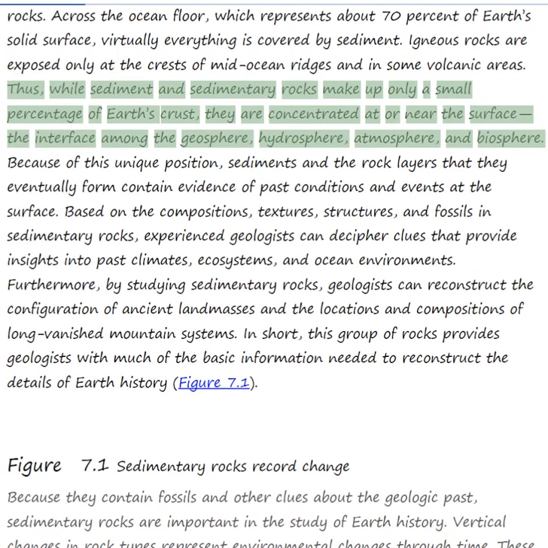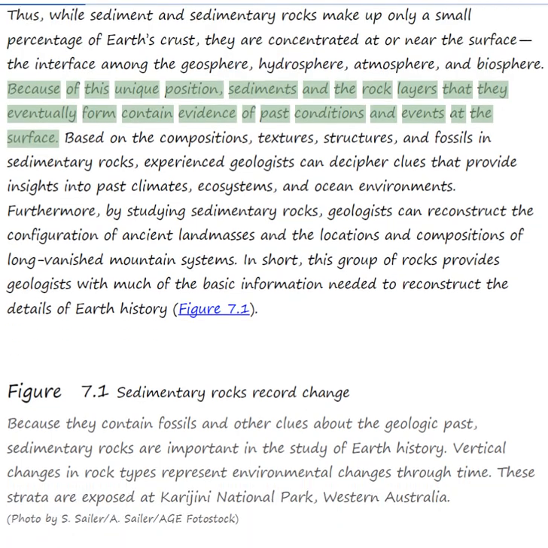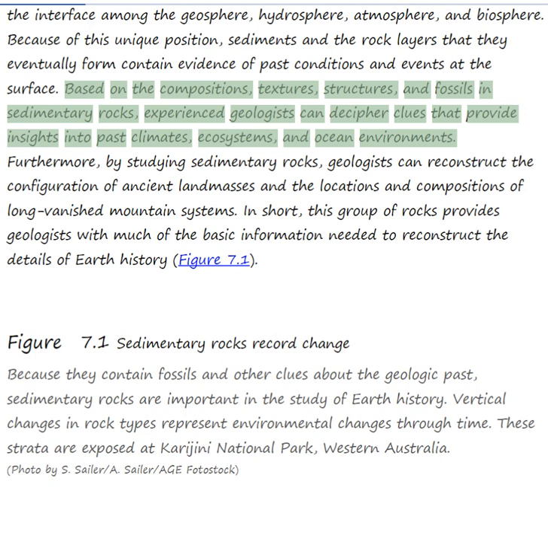Thus, while sediment and sedimentary rocks make up only a small percentage of Earth's crust, they are concentrated at or near the surface, the interface among the geosphere, hydrosphere, atmosphere, and biosphere. Because of this unique position, sediments and the rock layers that they eventually form contain evidence of past conditions and events at the surface. Based on the compositions, textures, structures, and fossils in sedimentary rocks, experienced geologists can decipher clues that provide insights into past climates, ecosystems, and ocean environments.